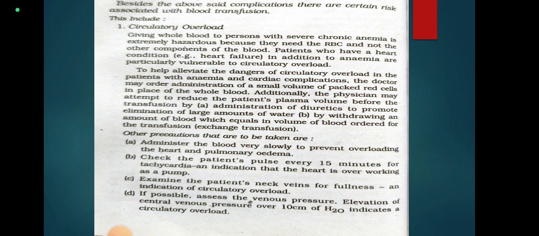Other precautions that are to be taken are: administer the blood very slowly to prevent overloading the heart and pulmonary edema. Check the patient's pulse every 15 minutes for tachycardia, an indication that the heart is overworking as a pump. Examine the patient's neck veins for fullness, an indication of circulatory overload. If possible, assess the venous pressure. Elevation of central venous pressure over 10 cm of H2O indicates a circulatory overload.